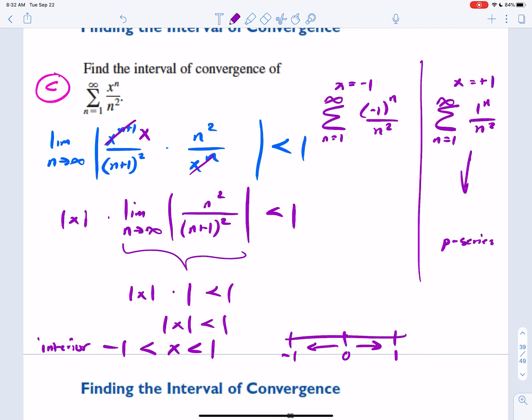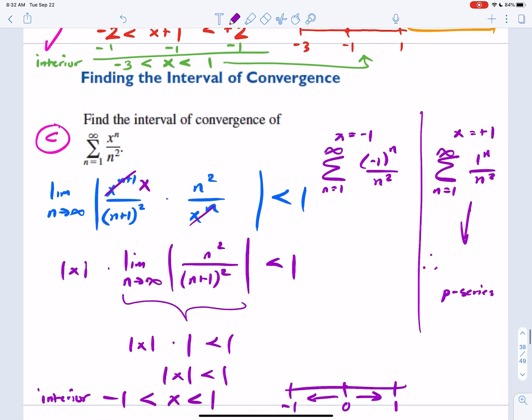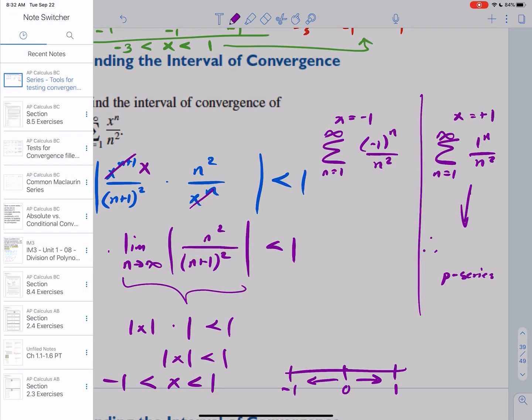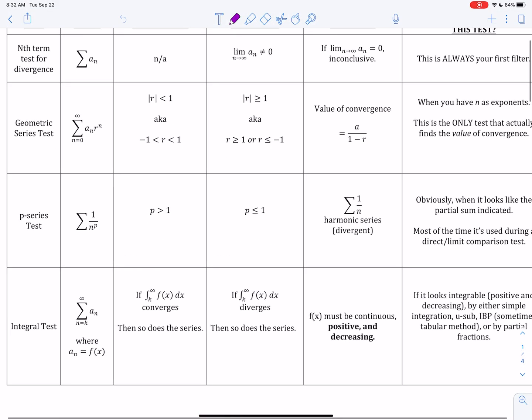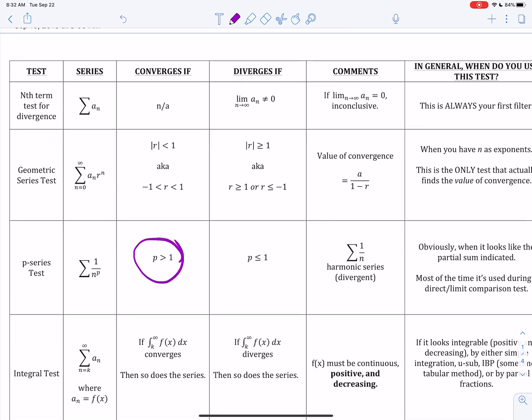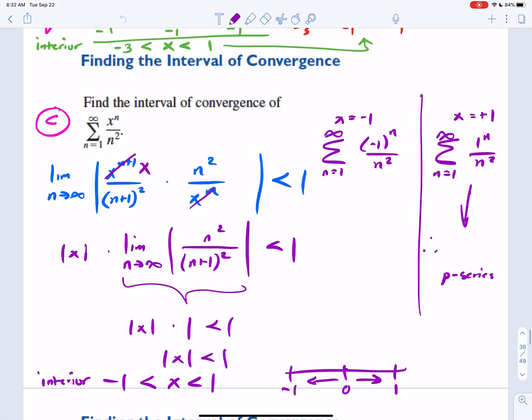Okay. So p-series, when p is 2, I believe it converges. Let me double check. I don't want to shoot myself in the foot here. Okay. For p-series, there we go. When p is greater than 1, we converge. So converges by p-series. You cannot get the point if you don't justify it. If you just say converges, they're not going to give it to you. It has to come with a justification, okay?